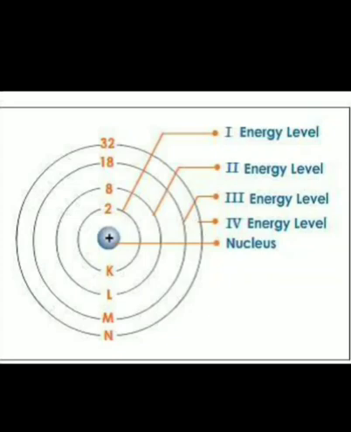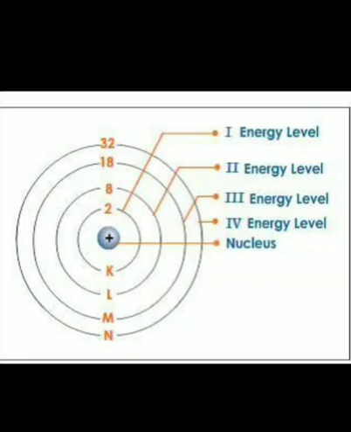And M cell, n is equal to 3. So the number of electrons is 2 into 3 square, that is equal to 18. That means the capacity of M cell is equal to 18. And N cell, n is equal to 4. That means the number of electrons is 2 into 4 square, which is equal to 32.